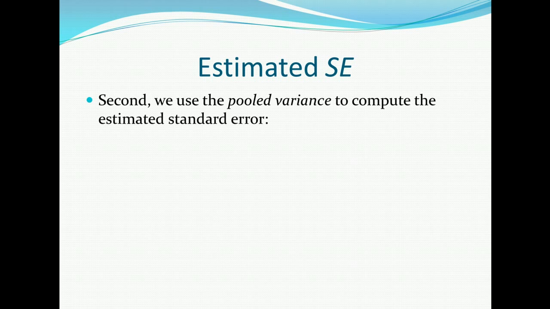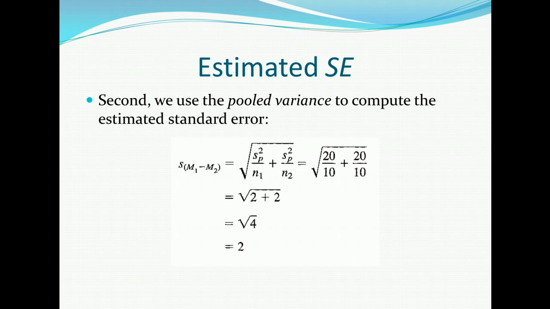And secondly, we use that pooled variance to compute the estimated standard error. So in this case, 20 over 10 plus 20 over 10, square root, which boils down to 2 plus 2, square root, which is the square root of 4, which is 2. So that gives us the estimated standard error there. It's easy to do, but you have to make sure you do the right steps. The math is simple, but it's a little tedious, so make sure you don't get lost in it.